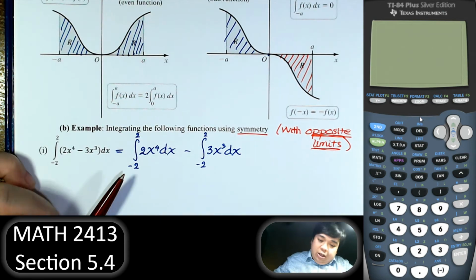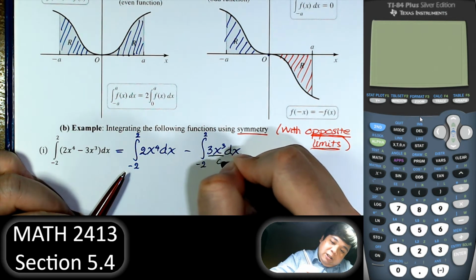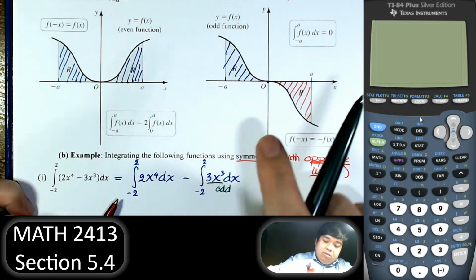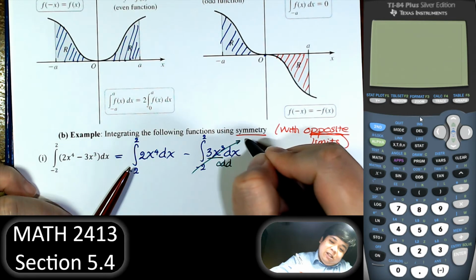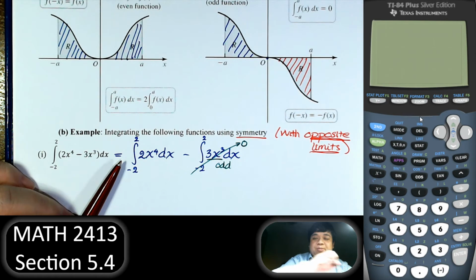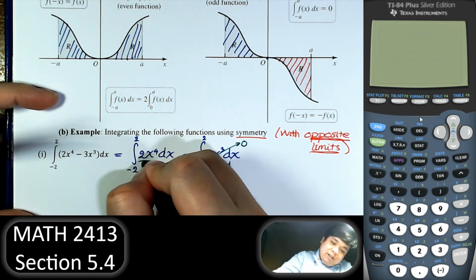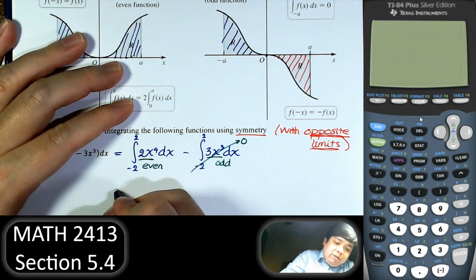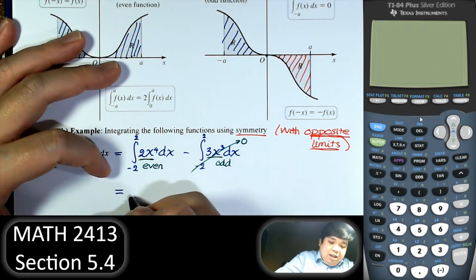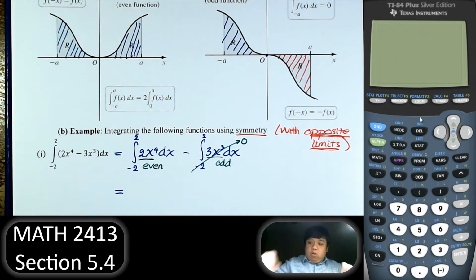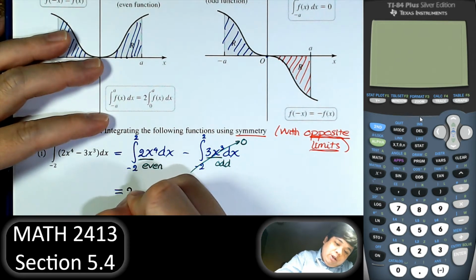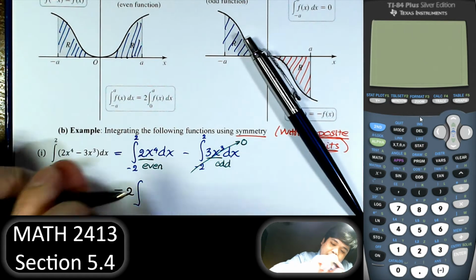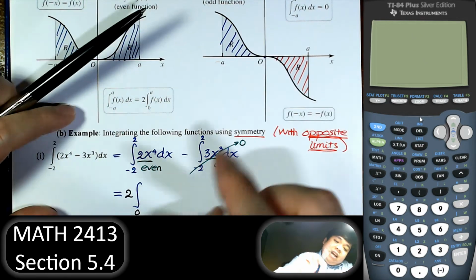Now using symmetry with the opposite limits, this one is odd, and odd because symmetric on the origin. This one equals 0, so that equals 0. Helps us a lot. Now this one is even. If it is even, we're going to double the half. So instead of going from a negative to a positive number, we're going from 0 to 2, just do half of it and then multiply by 2.